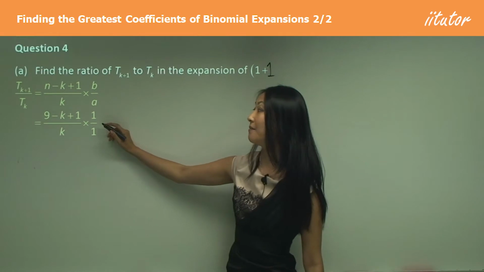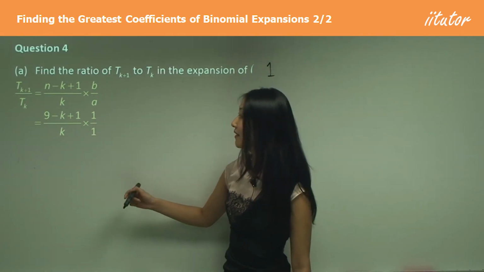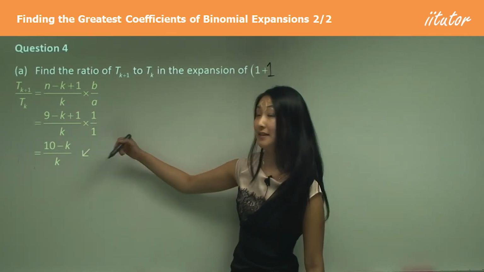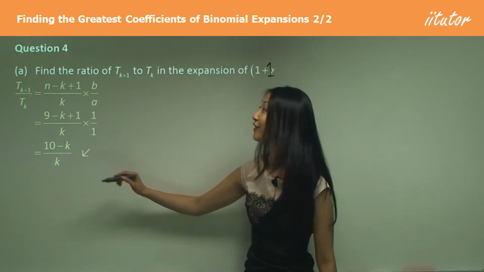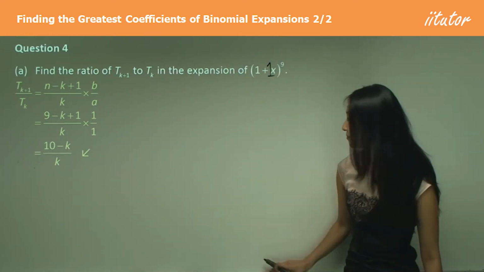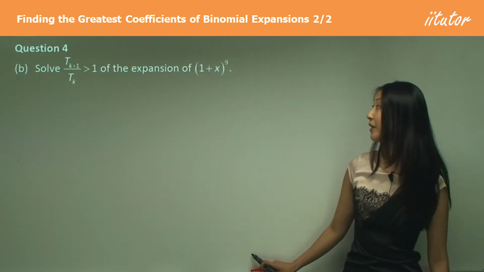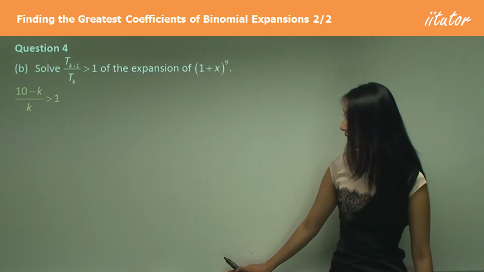So you have 9 minus k plus 1 on k times that. Simplifying that, 9 plus 1 just becomes 10, and 1 on 1 is 1, so it just simplifies to 10 minus k on k. Good. So we found the ratio, and the next thing we want to do is solve it for greater than 1. So that's just 10 minus k on k greater than 1.